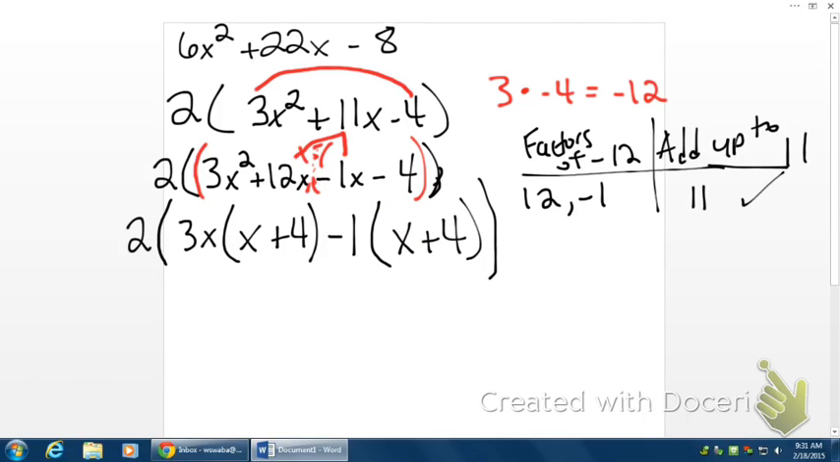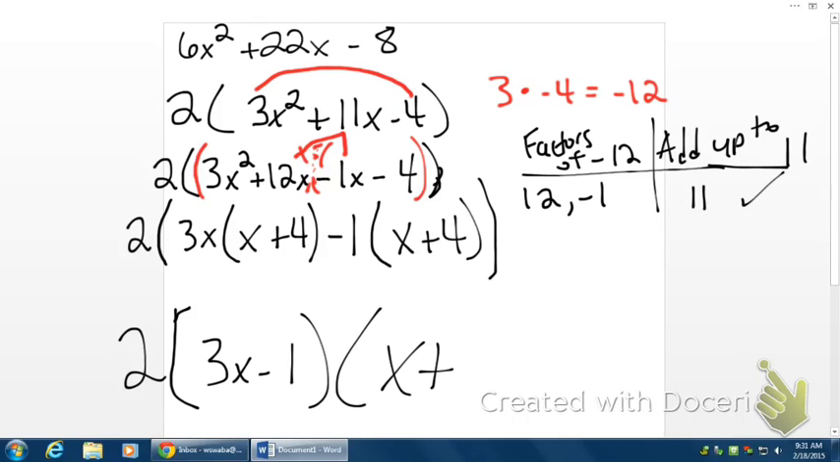Okay. Now you've done all the work. Now it comes down to the last part. Remember, that 2 stays the same. You don't even mess with it. But now we're going to group these terms together. Outside of the parentheses is a negative 1 and a positive 3x. So a positive 3x and a negative 1. Because I have 2 of these x plus 4s, I'm just going to write down 1. And you're done.